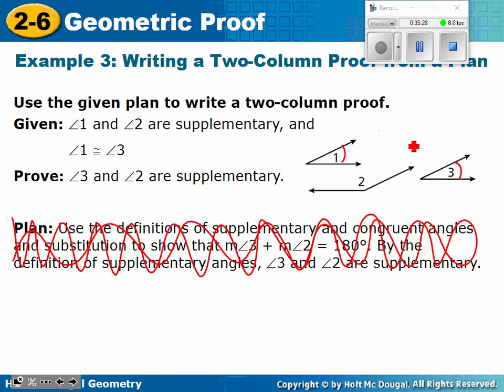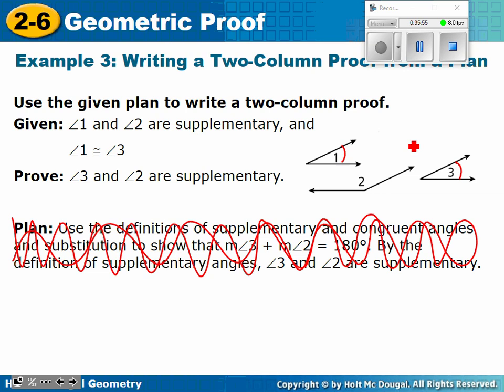Okay, we need to substitute. Substitute what? The 3 in for the 1, but here's the problem. There's not a substitution property of congruence. There's only a substitution property of equality. And you can't take something that's congruent and substitute it in somewhere when you've got an equal sign. So first, you're going to have to switch this from congruence to equality.